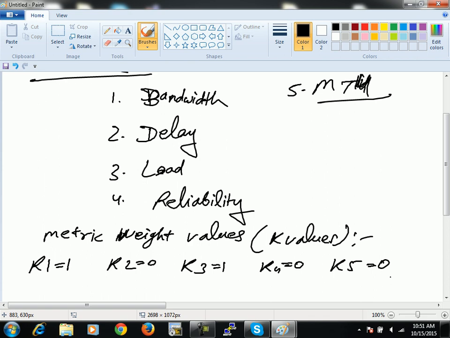So never think that K1 is equal to bandwidth, because by default we have K1 equal to 1, which means bandwidth is by default 1 kbps or 1 mbps or 1 gbps. K1 is equal to 1.